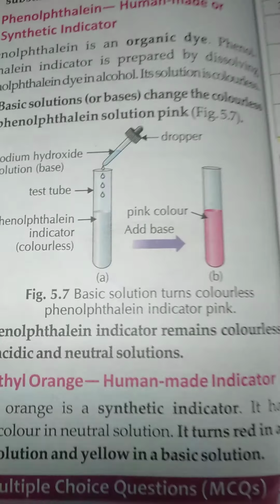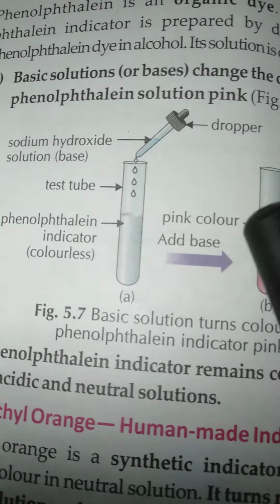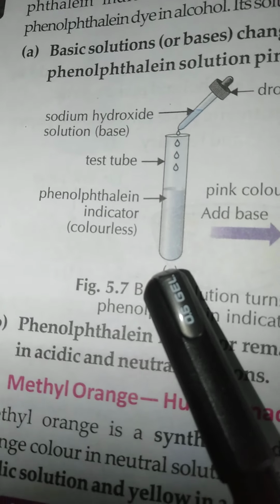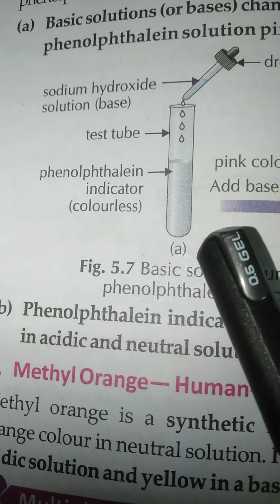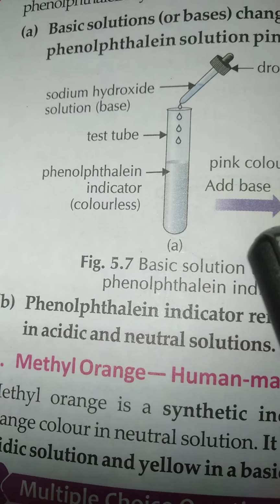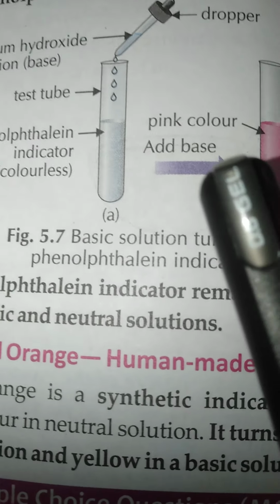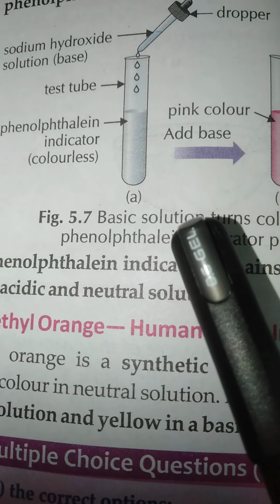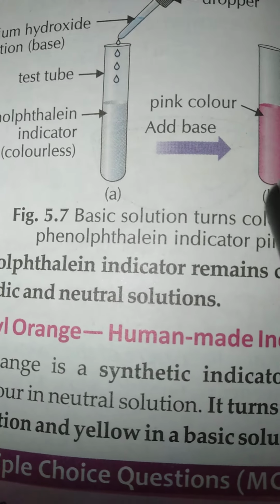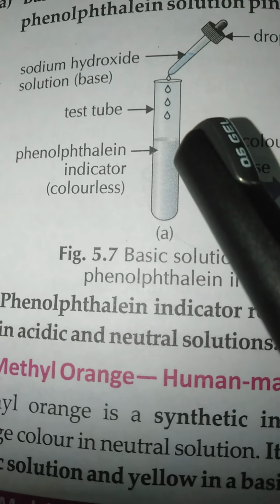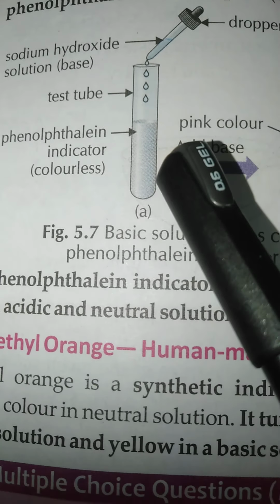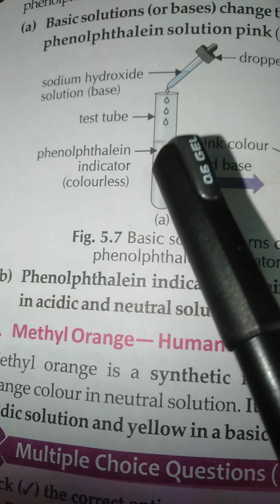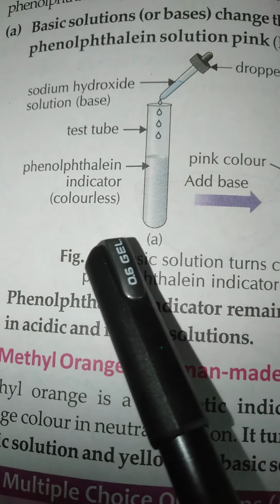Next one is the phenolphthalein indicator. How can we prepare this phenolphthalein indicator? It is human made, or you can call it synthetic. It is not natural. Phenolphthalein is an organic dye. Phenolphthalein indicator is prepared by dissolving phenolphthalein dye in alcohol. Its solution is colorless. See, phenolphthalein dye is mixed with alcohol, so this phenolphthalein is not having any color, it is colorless.